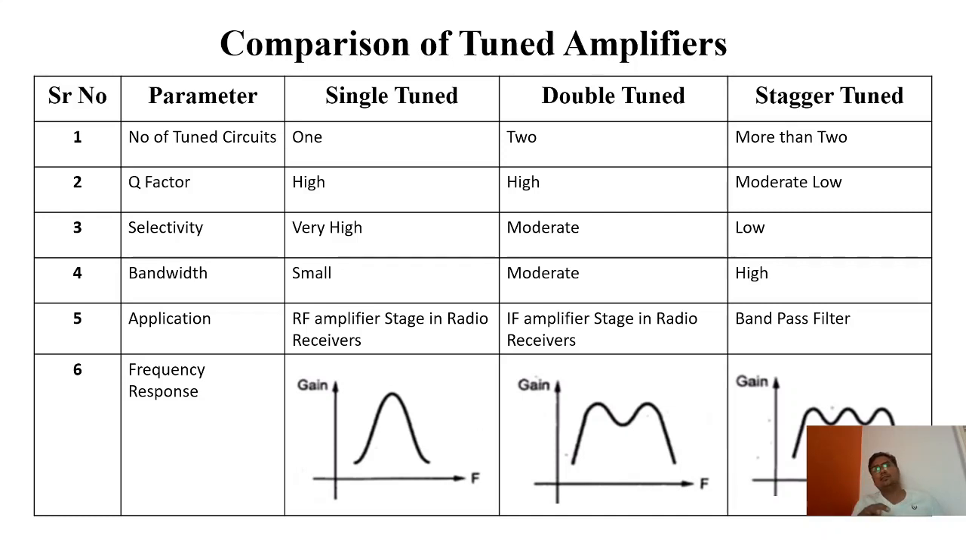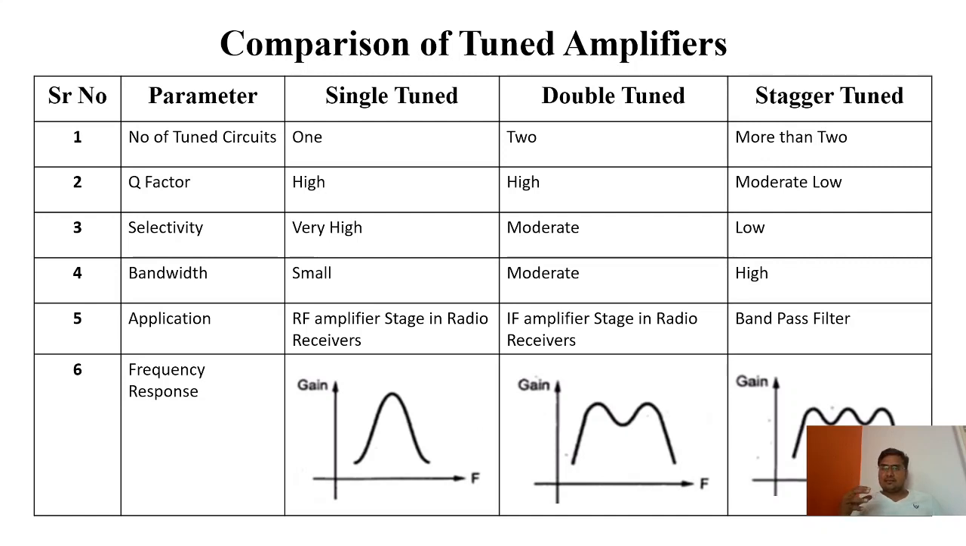You have studied the superheterodyne receiver, and you might have seen the block RF amplifier, then IF, the intermediate stage. So if it is the RF amplifier stage, then people generally use a single tuned amplifier. If it is the intermediate amplifier, then people use a double tuned amplifier.